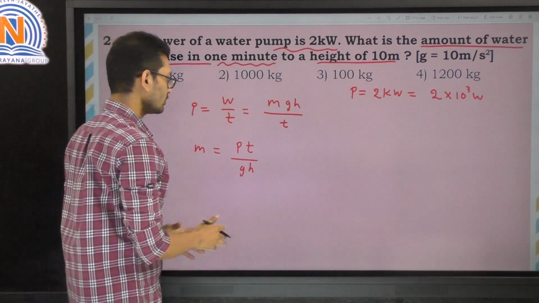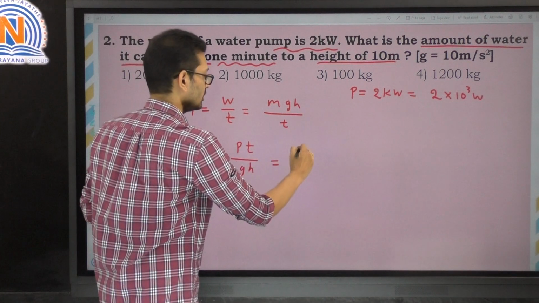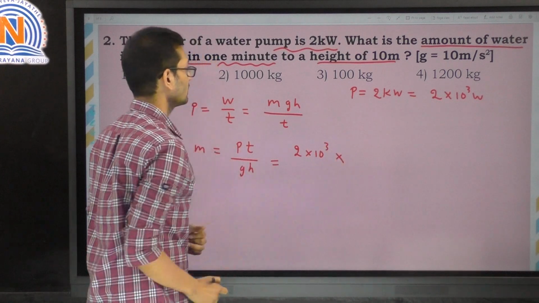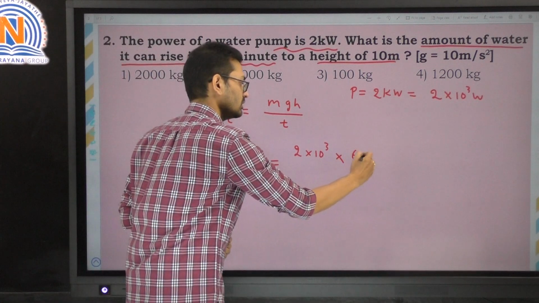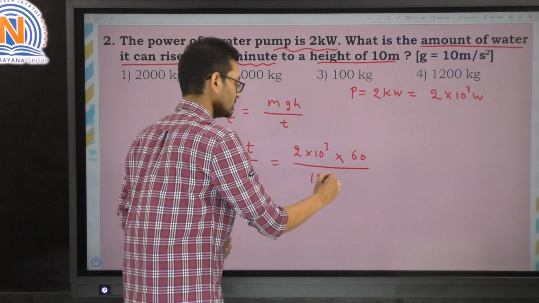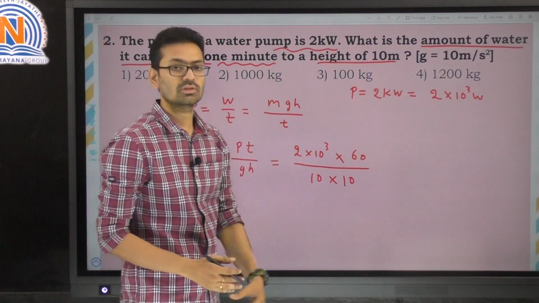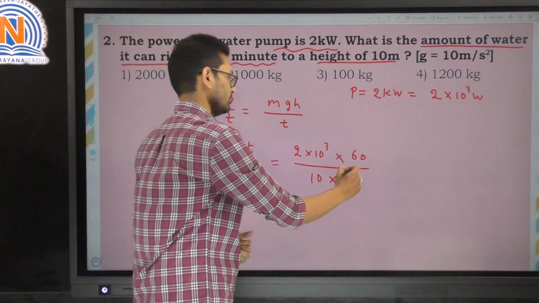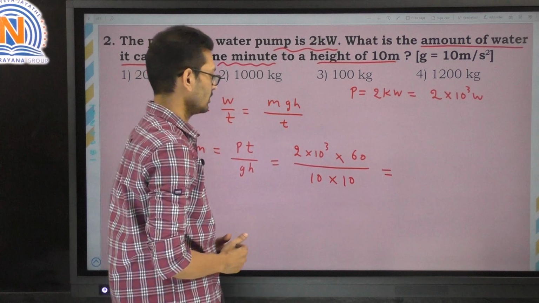Okay, now what you are going to do? Yeah, you will substitute it. So P is nothing but 2 into 10 power 3. Now time is 1 minute. 1 minute means 60 seconds. Okay, 60 seconds. But I am converting it into SI all. So 10 meter per second square. Height is also 10. We gave you height is also 10. Gravity is also taken as 10 meter per second square, acceleration due to gravity.